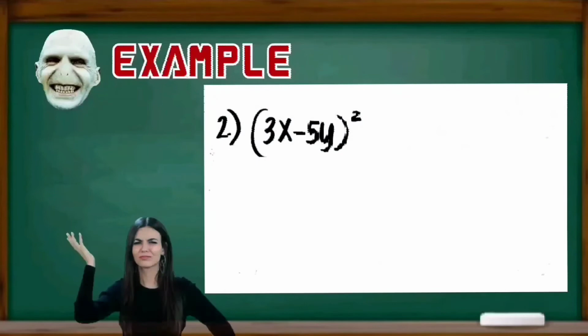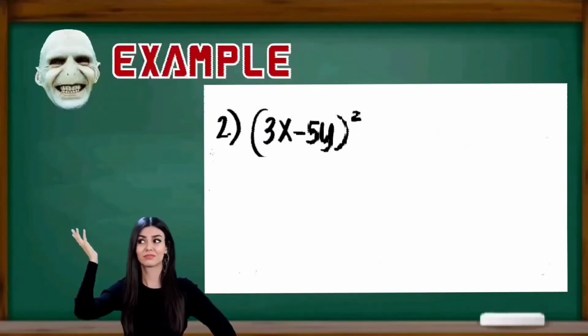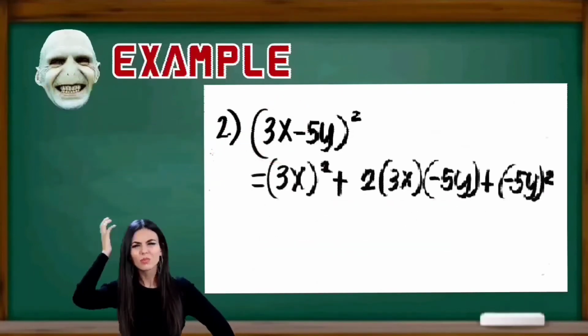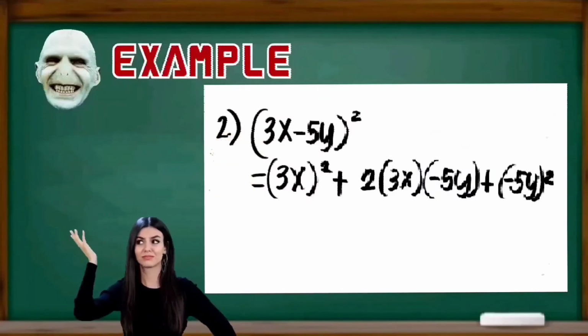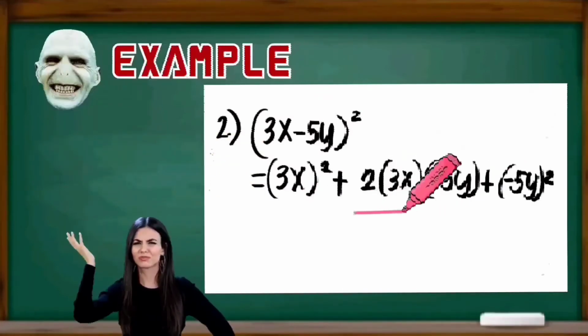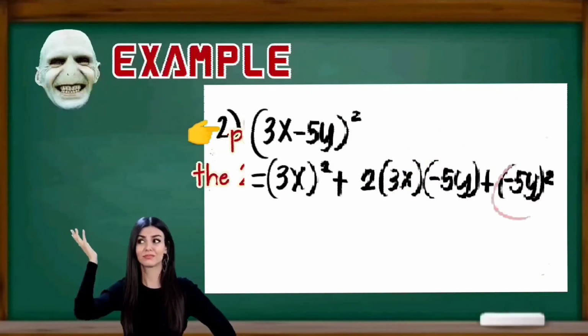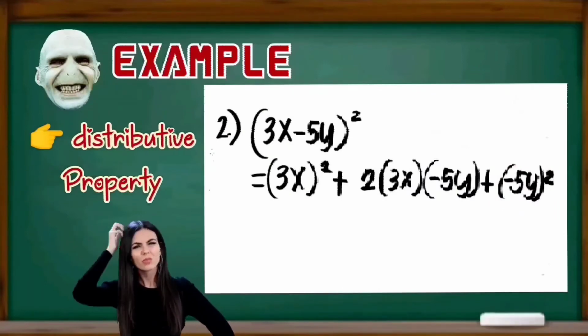Another example. (3x minus 5y) squared. So, ang gagawin natin, square the first term. So, (3x) squared, plus twice the two terms. So, 2 times 3x times negative 5y, plus square the second term. So, (negative 5y) squared. So, papasok dito ang distributive property.